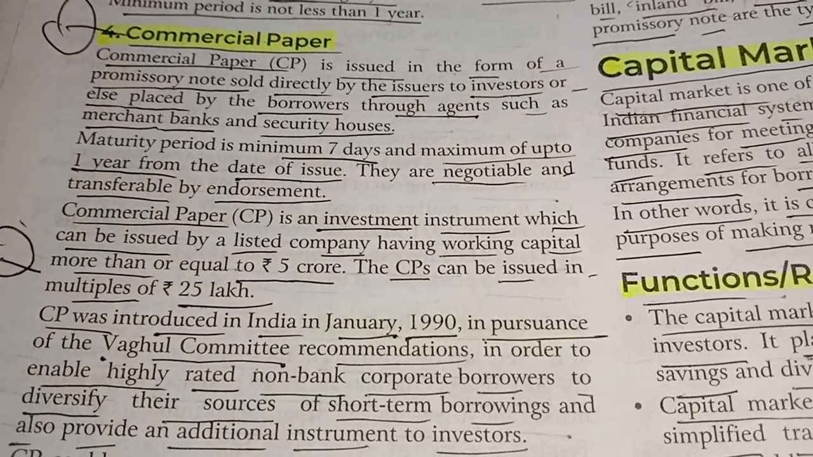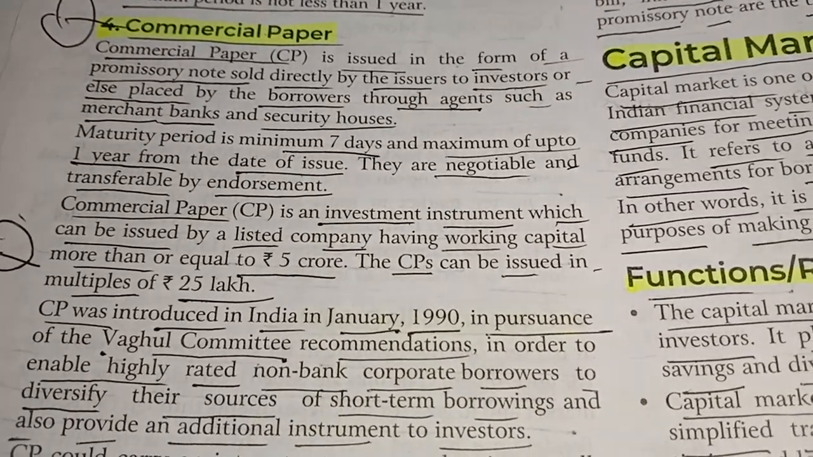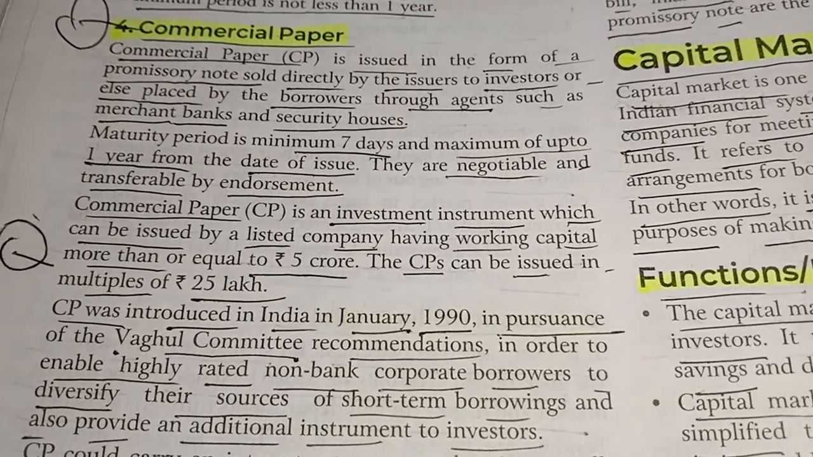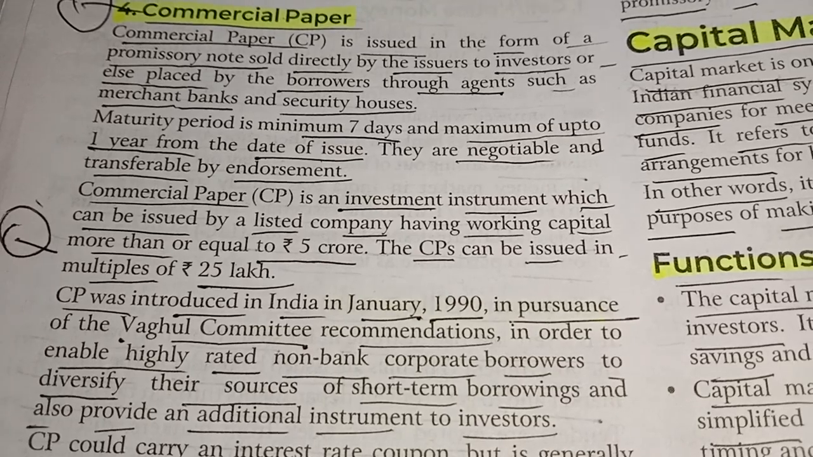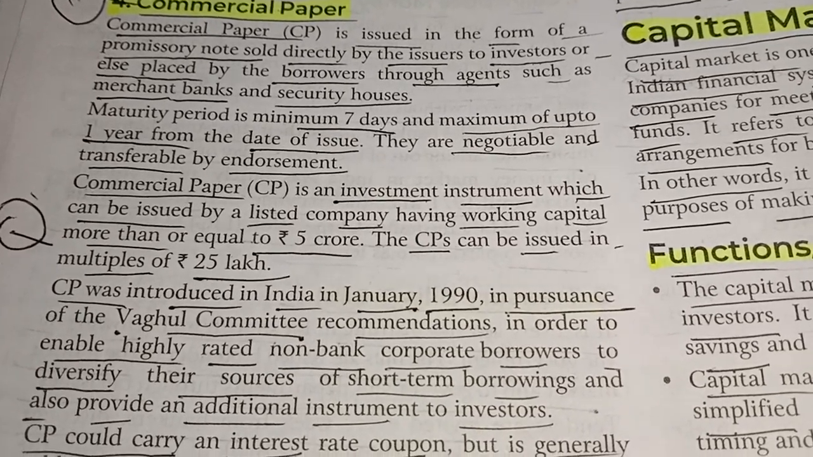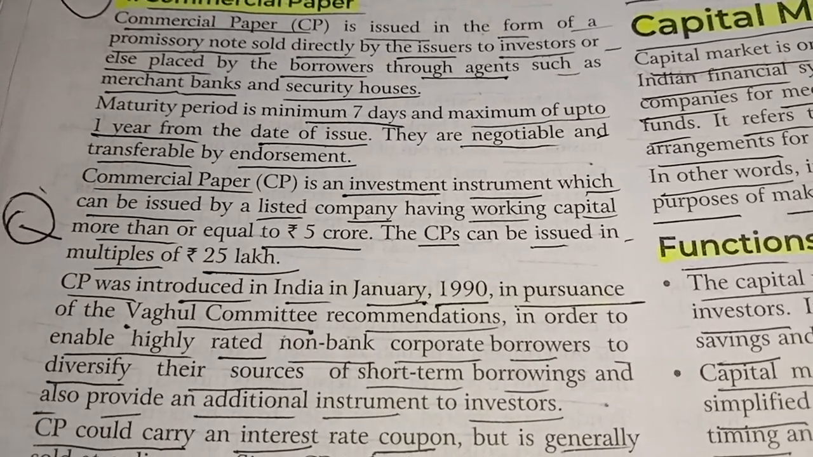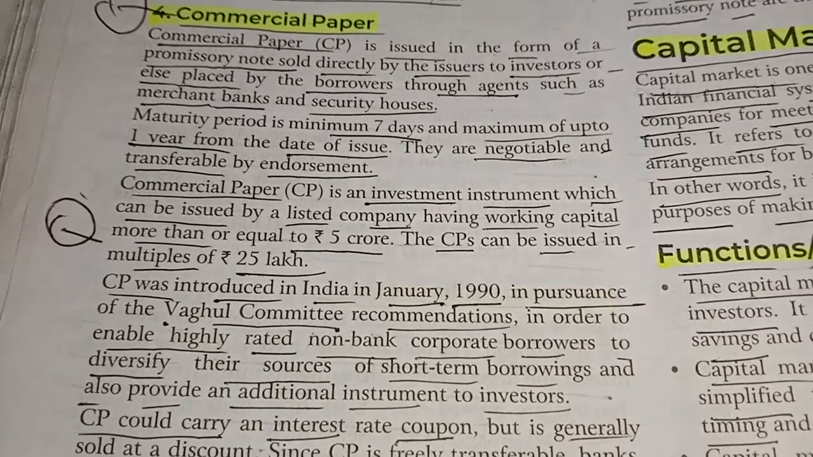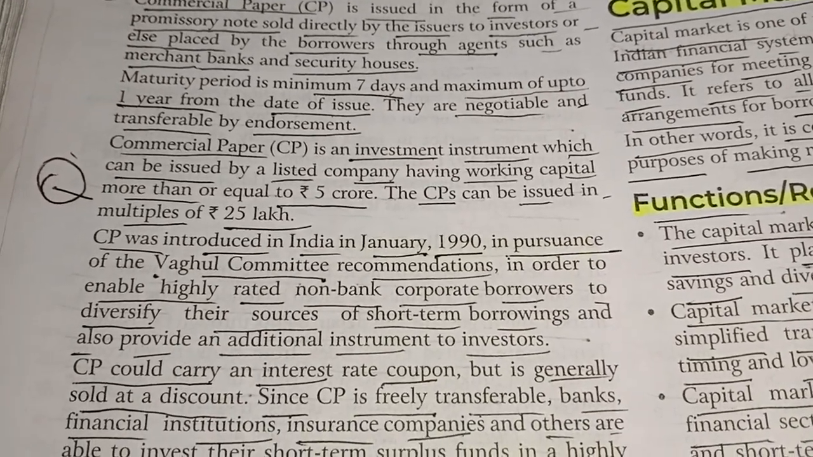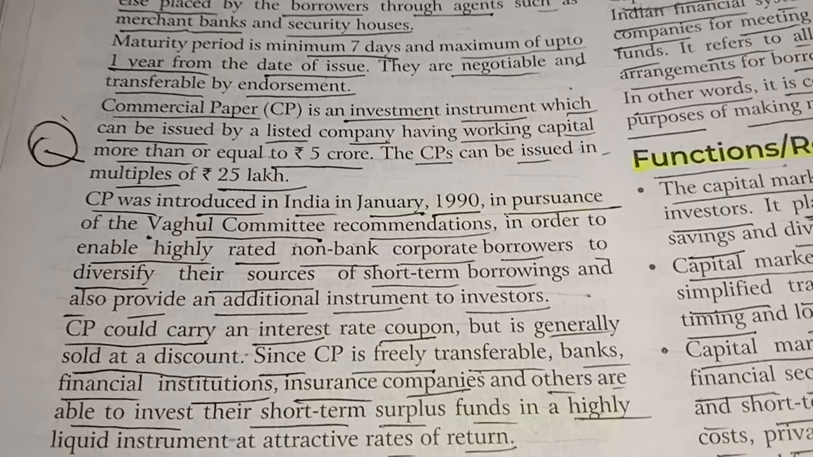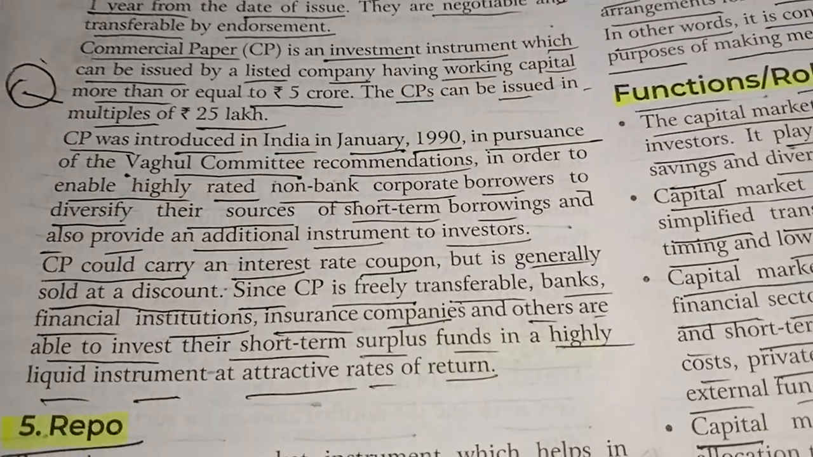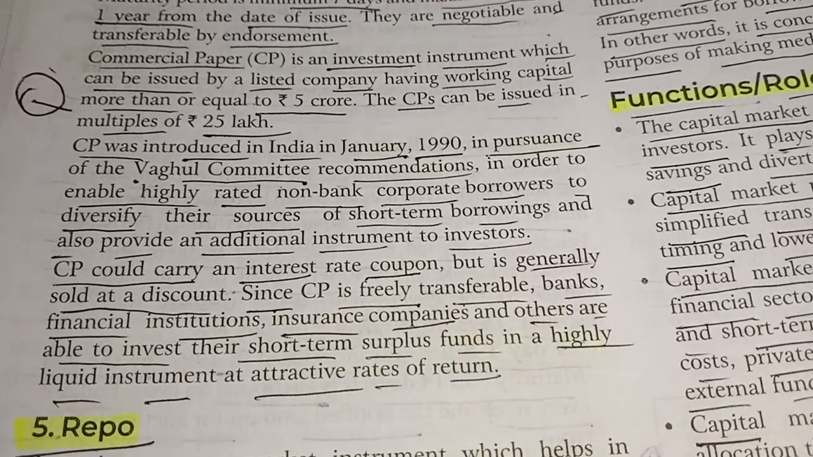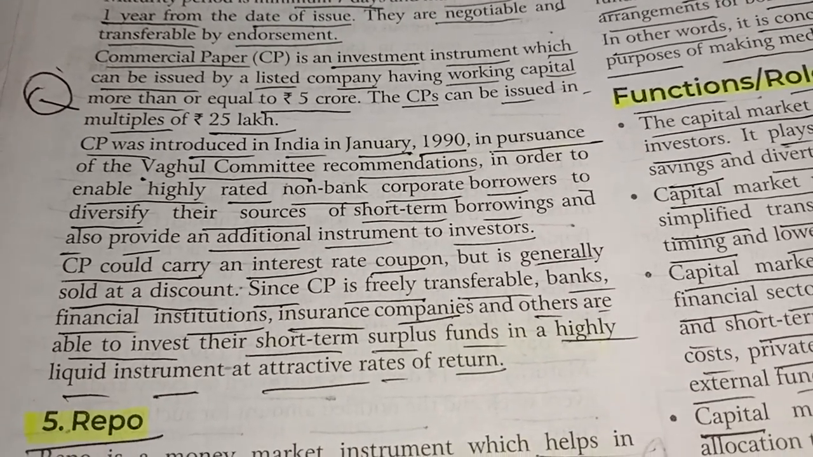CP was introduced in India in January 1990 in pursuance of the Vaghul Committee recommendations in order to enable highly rated non-bank corporate borrowers to diversify their sources of short-term borrowings, and also provided an additional instrument to investors. CP could carry an interest rate coupon but is generally sold at a discount.